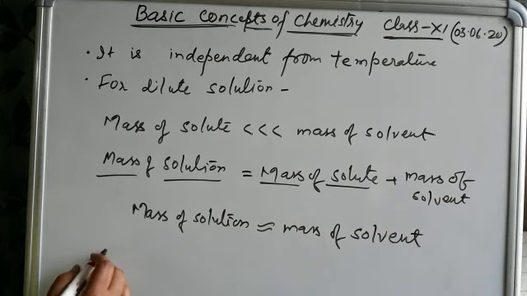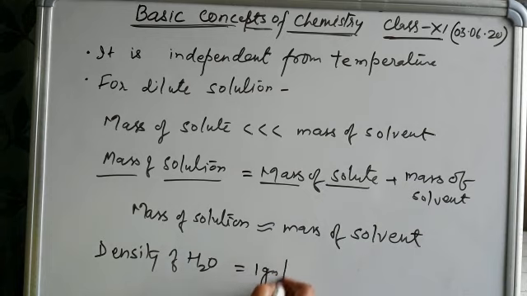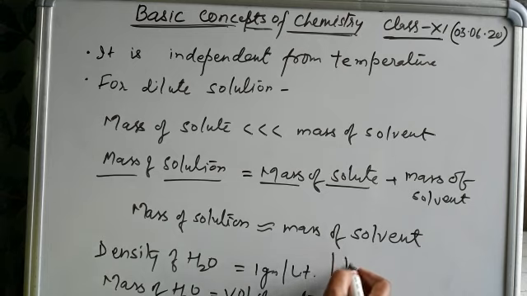Density of water, suppose density of water equals 1 gram per ml. Mass of H2O equals volume of water. 1 kg equals 1 liter. 1 gram equals 1 ml.